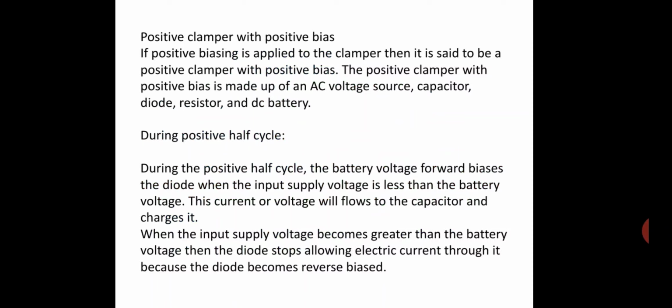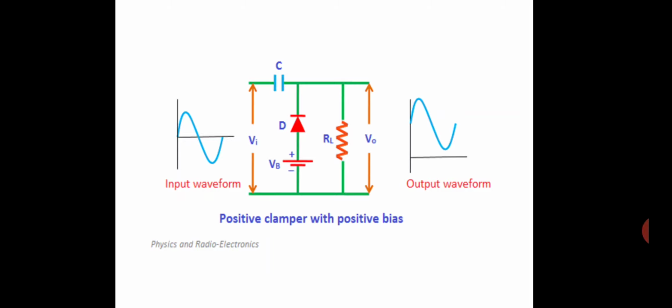Positive clamper with positive bias. A positive clamper means clamping the DC level in the positive direction. Positive bias means the diode is connected in forward bias condition with a battery. The input is a sinusoidal waveform. The input is connected with the capacitor, and the diode connected with the DC battery is in parallel with load resistance RL. This is the positive clamping with positive bias. In this circuit, the output is increased in the positive direction. How does it happen?